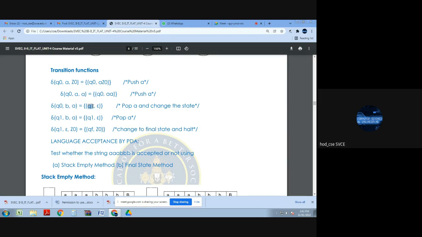Next, in the Q1 state, if we again get B with A on top, we remain in the same state and pop A. Now nothing is present, all the input is read, and the bottom of the stack consists of only Z0. So delta of (Q1, epsilon, Z0) equals the final state. So it is acceptance by final state, (QF, Z0). Is it clear till here?